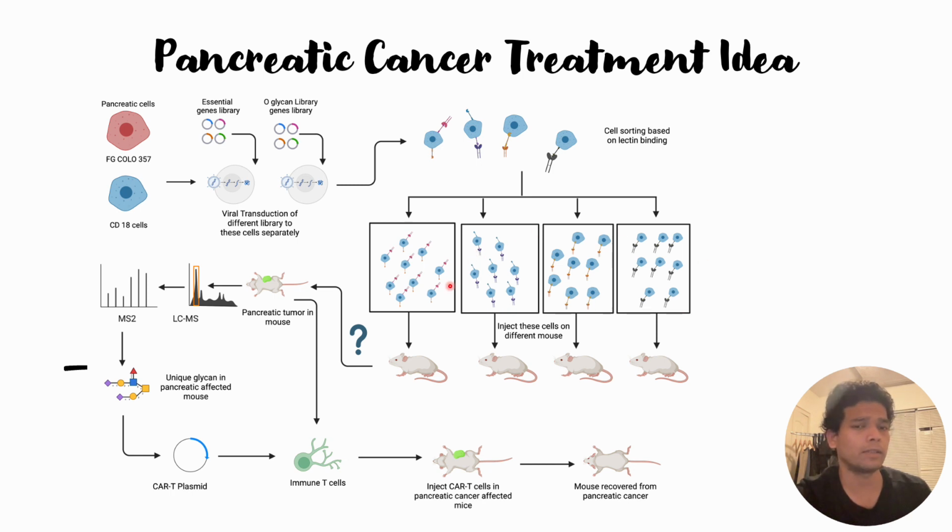Then the sorted cells will be amplified in the cell culture medium, and after a sufficient population of cells has been produced, this cell population will be injected into mice to see which mice develop effects similar to pancreatic cancer, or whether any pancreatic cancer symptoms form in those mice or not. There is a high probability that some of these mice might show pancreatic cancer, as the previous literature shows there is a perturbation in O-glycosylation, and we have used one of the libraries as the O-glycan library.